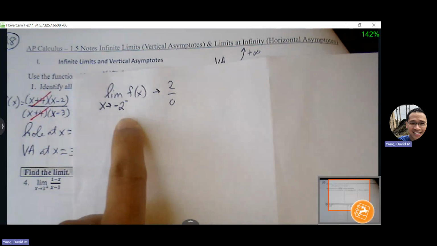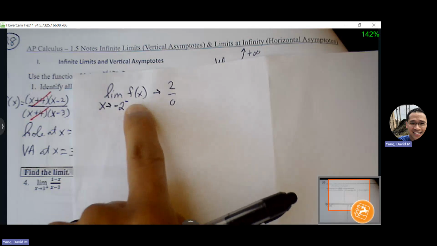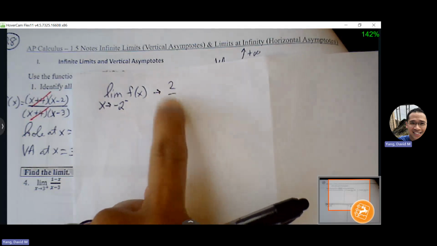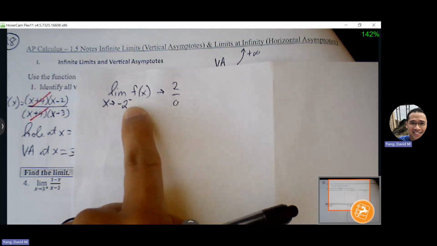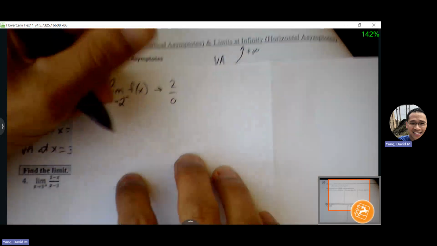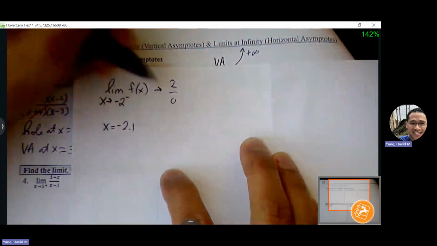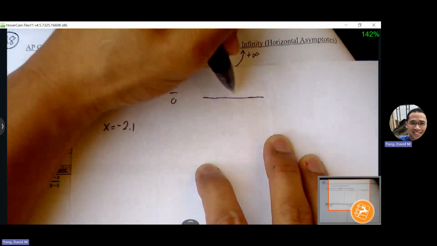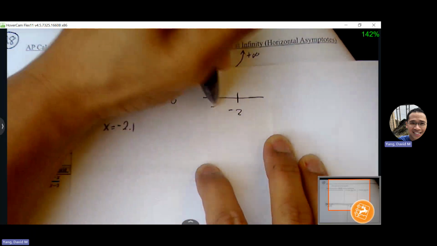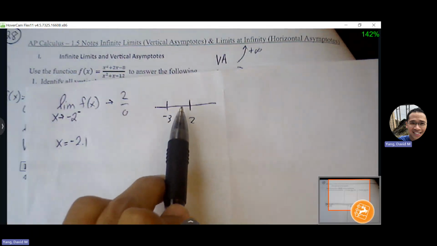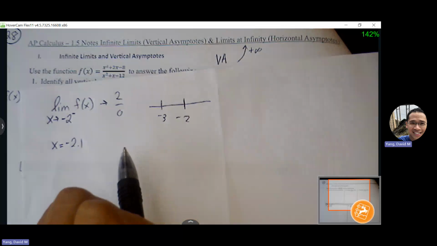Let's say we evaluate direct substitution and we get 2 over 0, which means there's a vertical asymptote. What decimal value would you choose in this instance? Yeah, negative 2.1. With negatives, everything is opposite, right? So negative 2, negative 3. I want to choose a value slightly to the left of negative 2, so I want to choose negative 2.1.